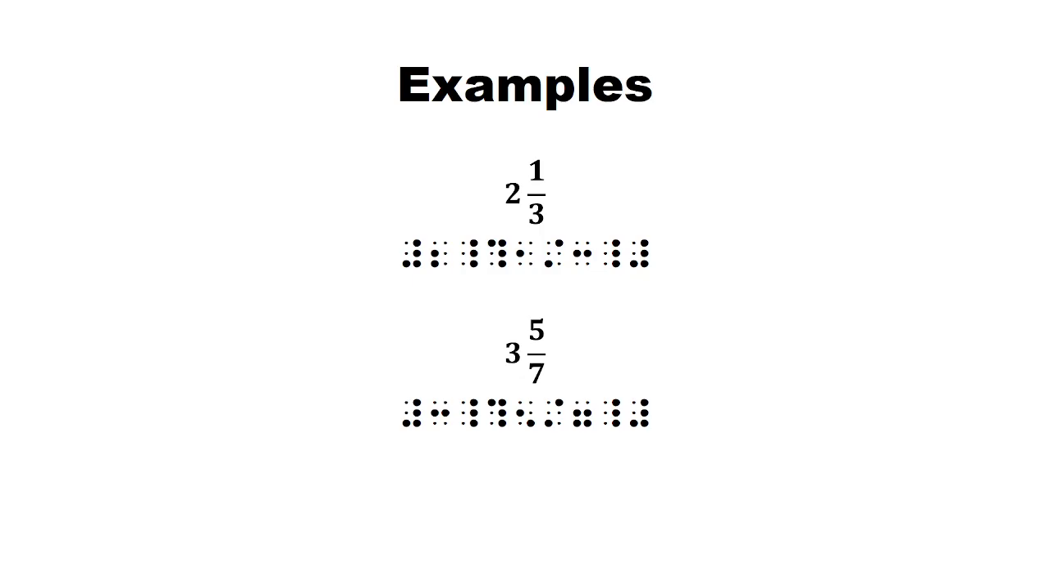Then right after that, we write the numerator, which is 5, and the slash, which is 3, 4, and 7. And the closing mixed fraction indicator consisting of two cells again. So first cell, that's 4, 5, 6, and the second cell, that's 3, 4, 5, 6.